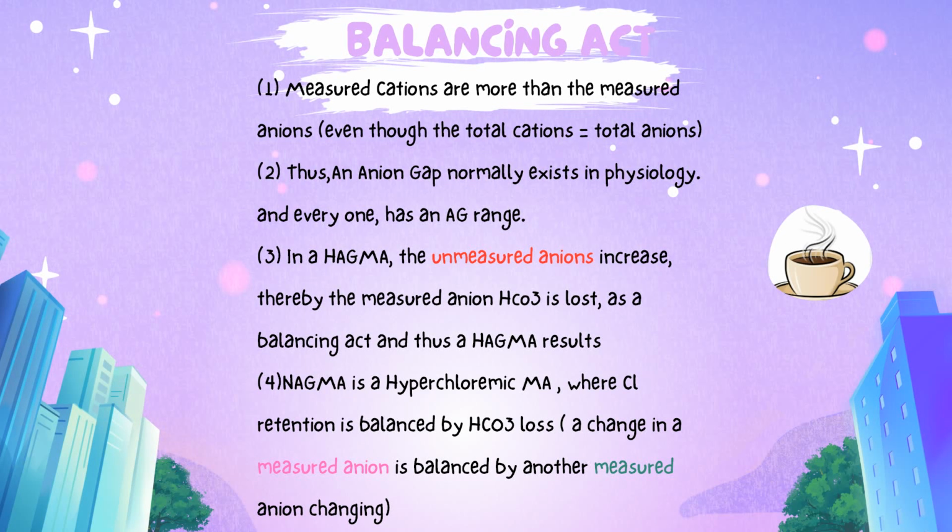Whereas in a NAGMA process, a measured anion chloride is retained, hence to balance that another measured anion bicarbonate is lost. So one measured anion is increased and another measured anion is lost. So the gap is balanced and it's maintained. So in a HAGMA and a NAGMA, that's the difference.